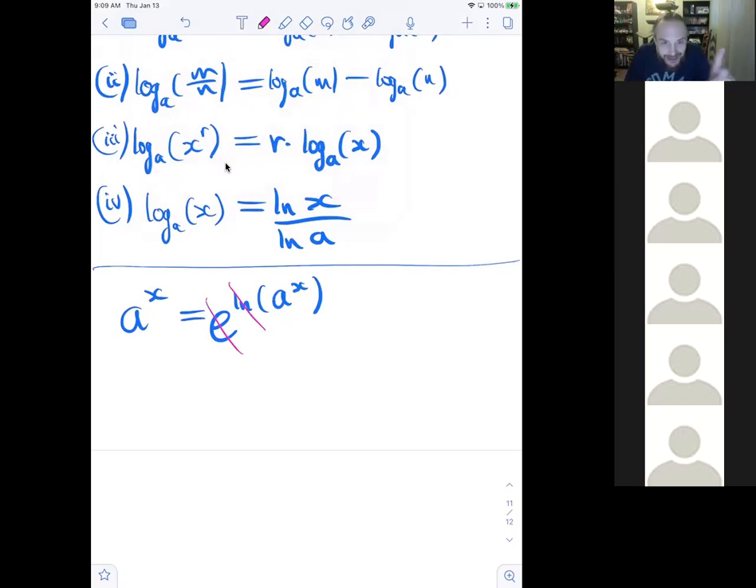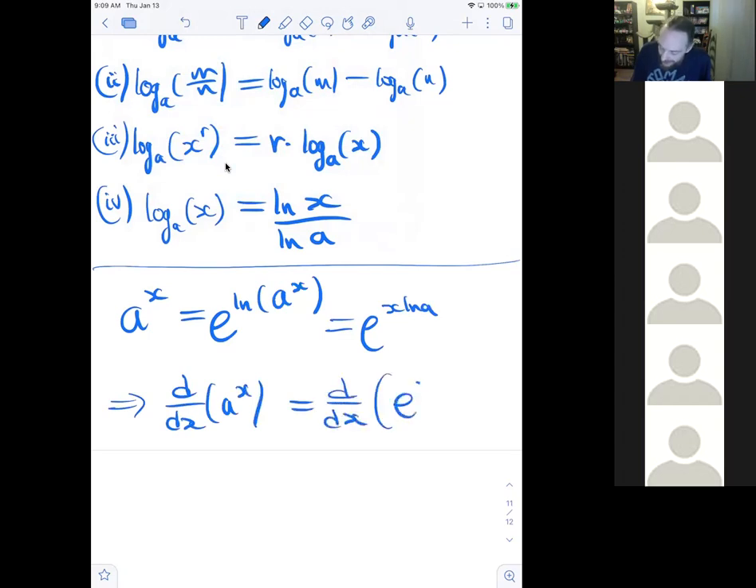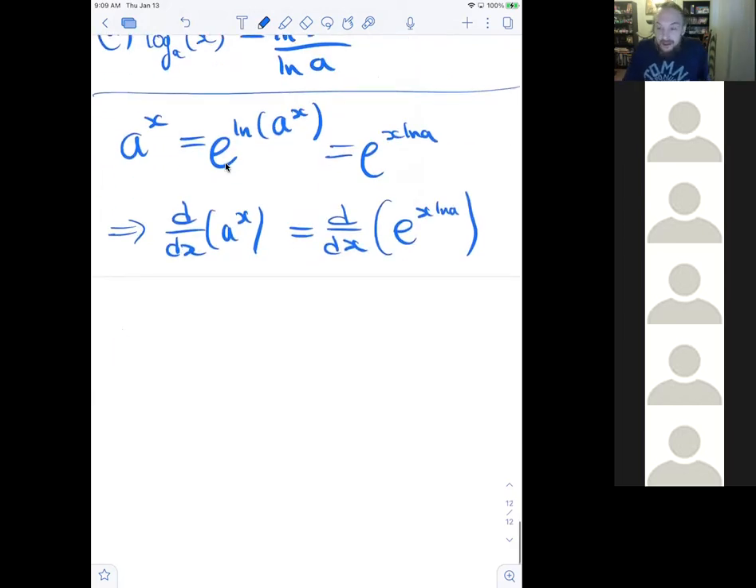And then we know the derivative of e to the x is itself, and ln a is just a number. So now what I'm going to say is that the exponent x, which is my variable, is an exponent on the inside, so it can be a number on the outside. So this is now going to equal e to the x times ln a. And ln a is just a number. So now, what is the derivative of this? That equals the derivative of e to the x ln a. And I'm going to use the chain rule.